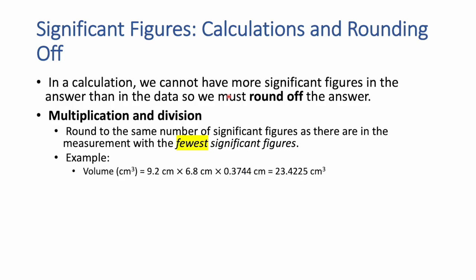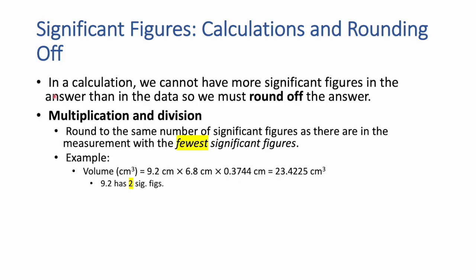For example, let's say we are calculating for volume and we have 9.2 centimeters times 6.8 times 0.3744. And if we enter this in the calculator, we will be given 23.4225. Now, if you report all of the numbers that are present in your calculator, technically you're correct. But in terms of significant figures and measurements and the rules that we are going to be talking about, it won't be counted as a correct answer.